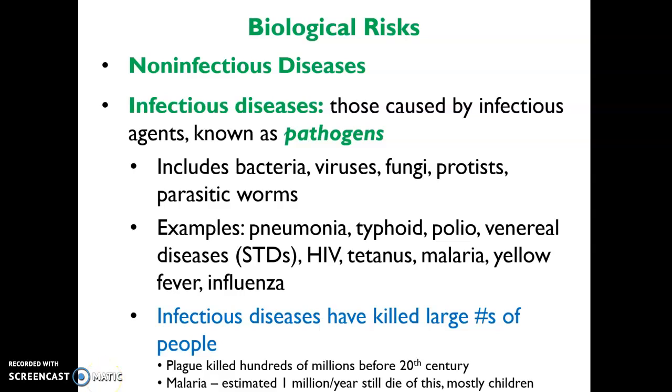In this second screencast on human health risk, we are continuing on with the topic of biological risks. And we've already discussed that there were non-infectious diseases and infectious diseases. Next, we're going to look at the routes by which infectious diseases may be transmitted.